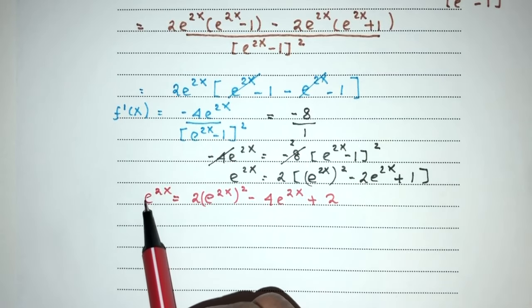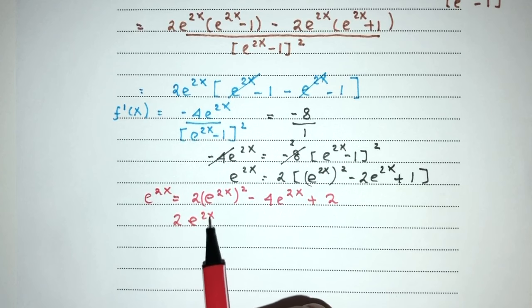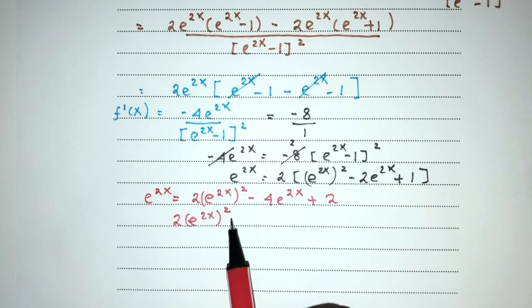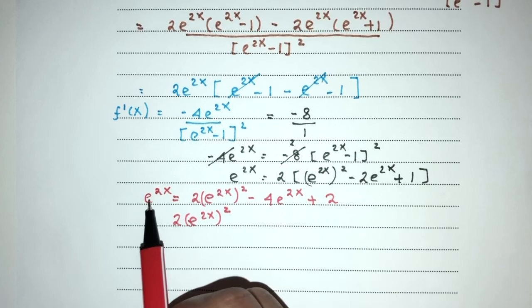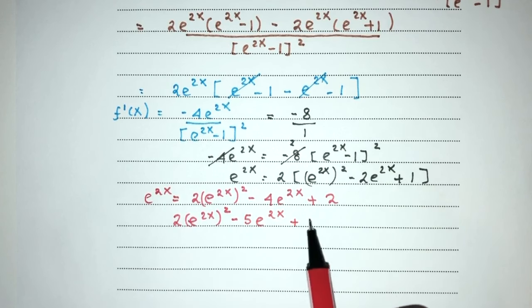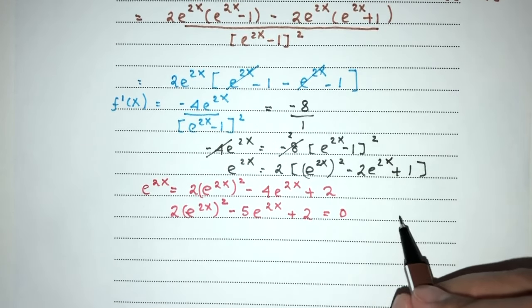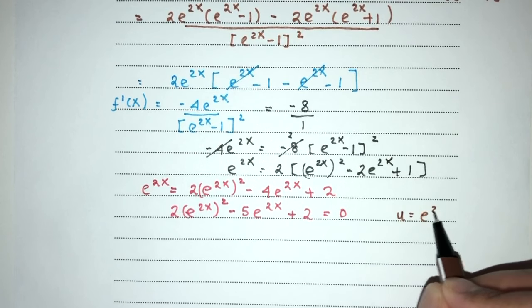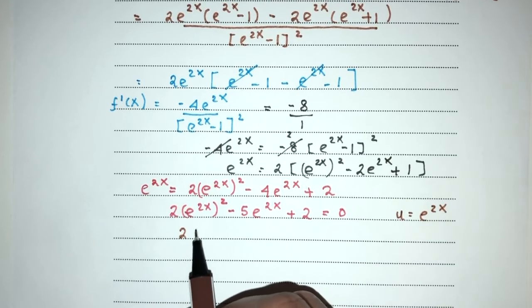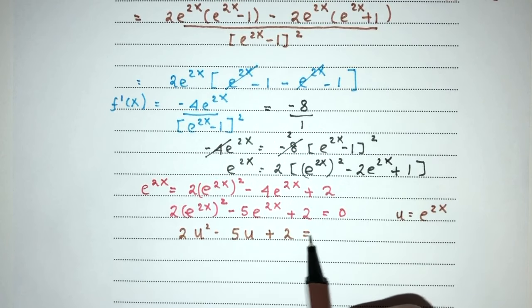So that will become 2 exponential 2x squared, minus 4 minus 1 becomes minus 5 exponential 2x, plus 2. That should be 0. Now again, if this is confusing you, we can always let u become exponential 2x. So you will have 2u squared minus 5u plus 2 has to be 0.